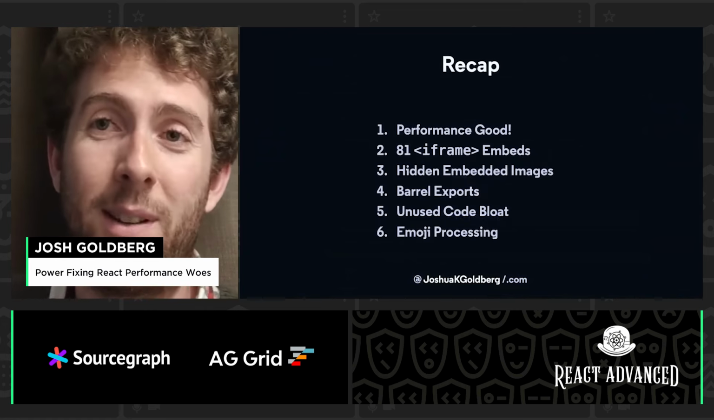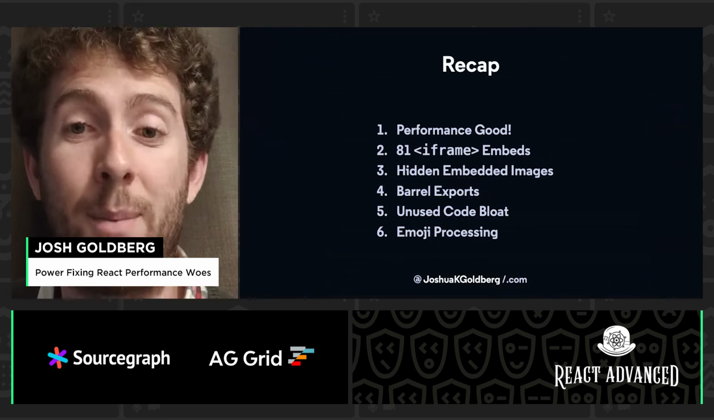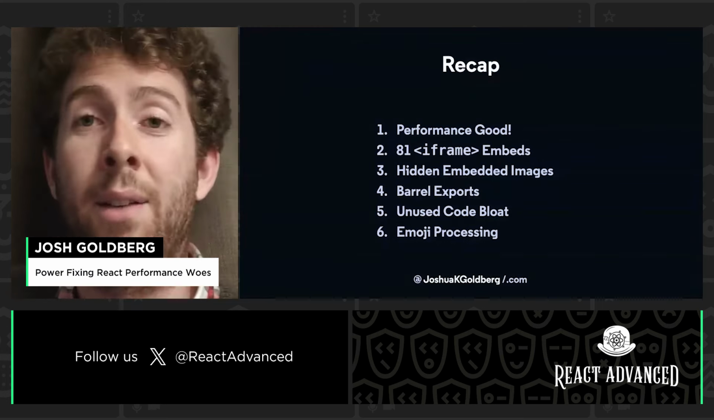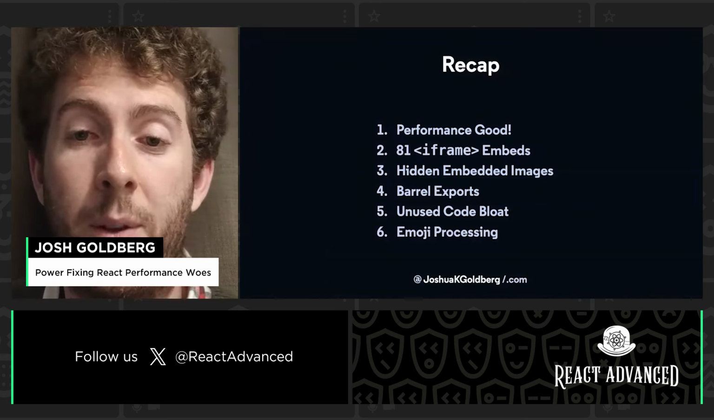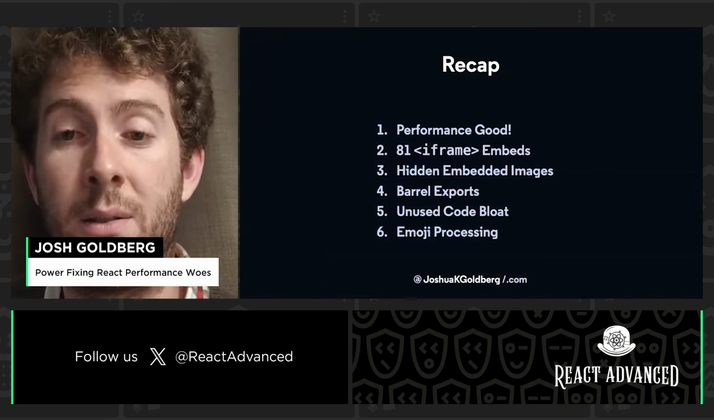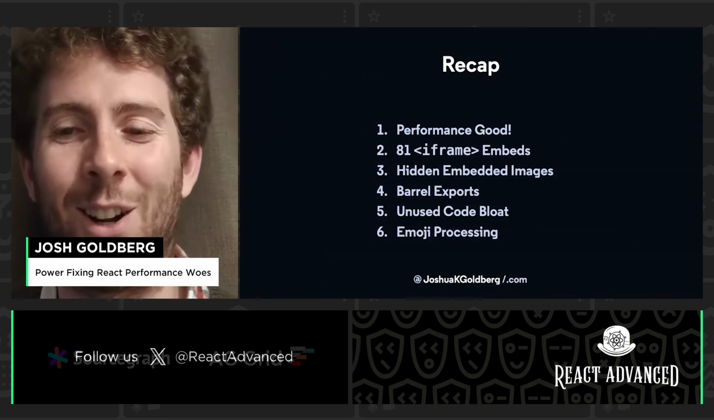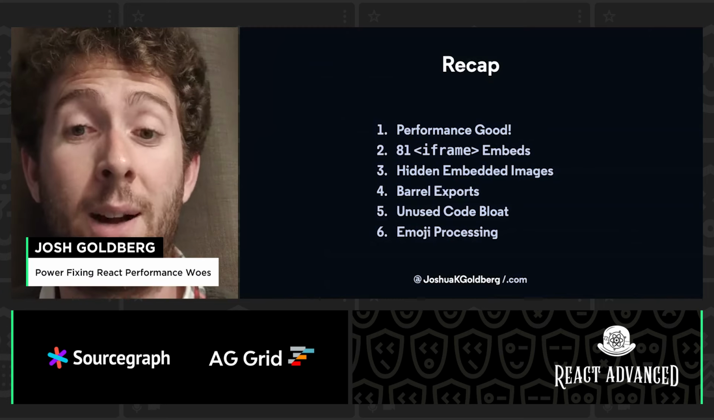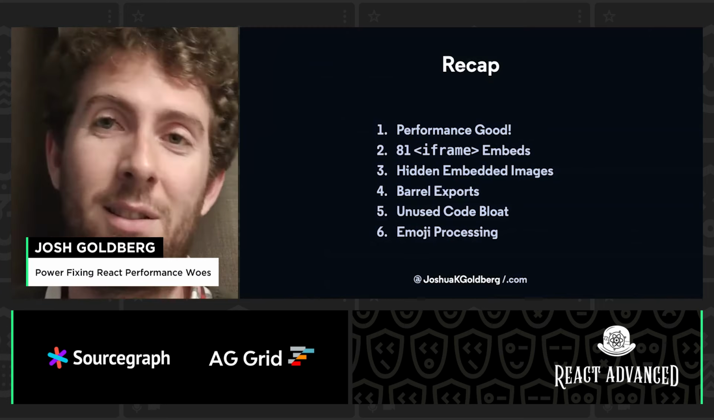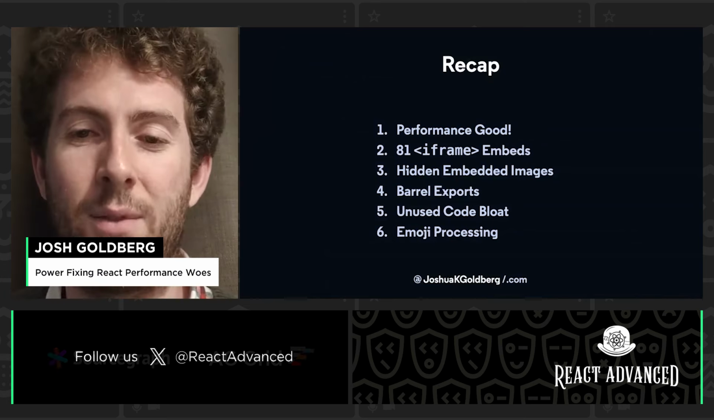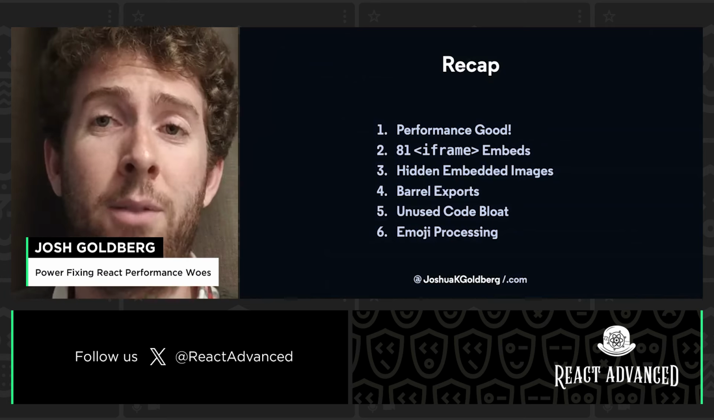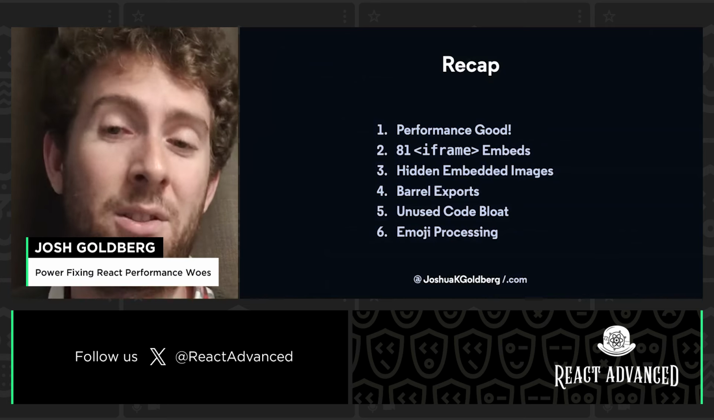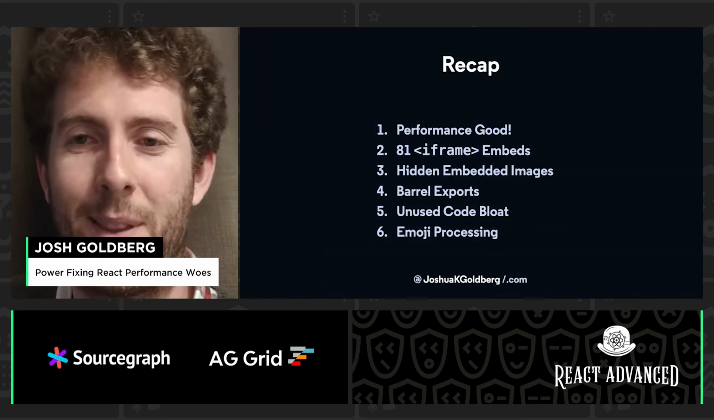Performance good. There are a lot of reasons why users should care, and you should care about performance. We looked at quite a few different investigations. We found a lot of iframes where lazy loading was the solution. We found hidden embedded images, going into the dev tools to find where the large chunks were visible and then just deleting the unused files. We saw tree shaking not working for barrel exports, which was fixed with an ESLint rule, later an updated Next.js version. We saw unused code being prevented in the future with knip, and we saw my favorite one, the emojis, where we cached the result of an expensive computation.